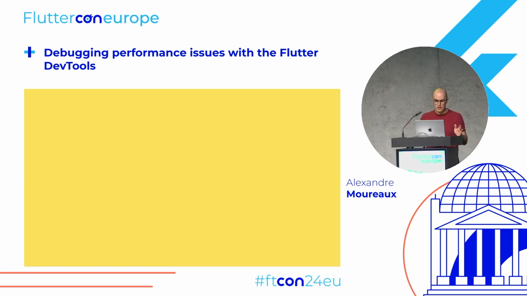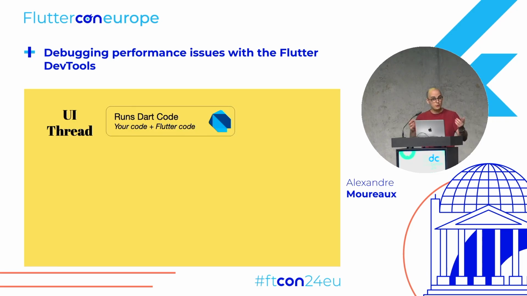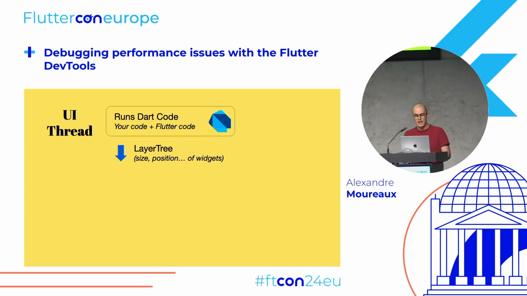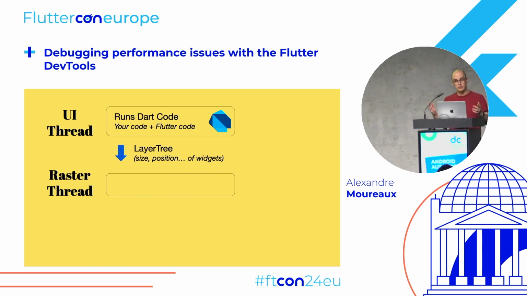So let me give you a quick, really simplified version of what's happening under the hood. We got something called the Flutter UI thread. It's responsible for running your Dart code and also the Flutter code beneath you. It's going to output something called a layer tree, essentially all the information about size and positioning of widgets, and it's going to send that to the raster thread.